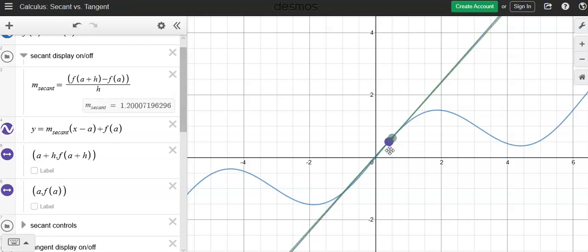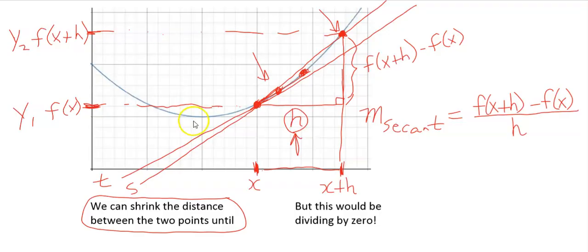Now, if I bring my other point down below, you can see now the slope is still getting bigger and bigger and bigger, and now it's up to 1.235. But by golly, it's too bad I can't have that point right on top of the point of tangency. All right, but the thing is you can't. You see that? That's the problem. Let me go back to the notes. You can't make h equal to 0.